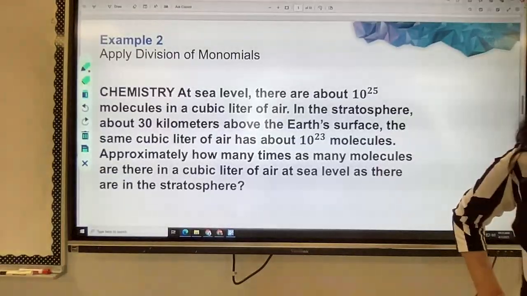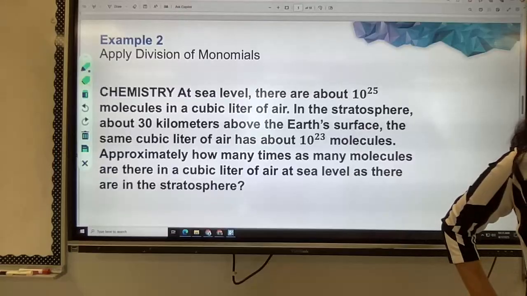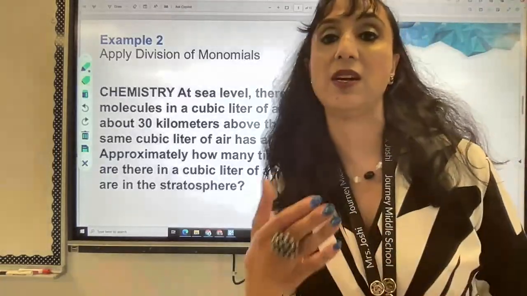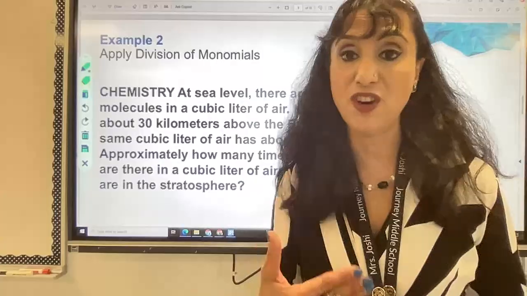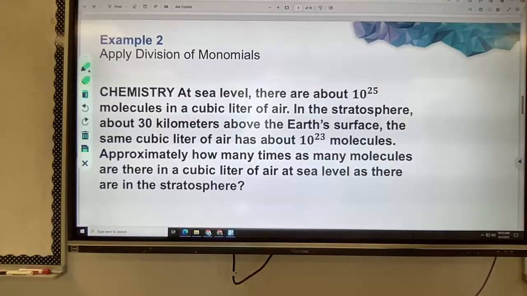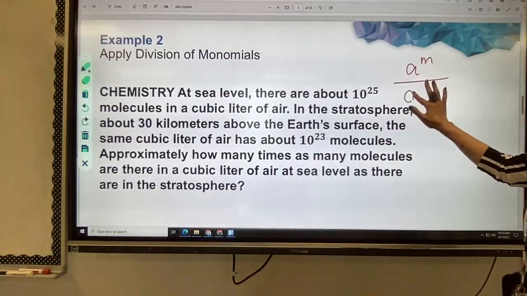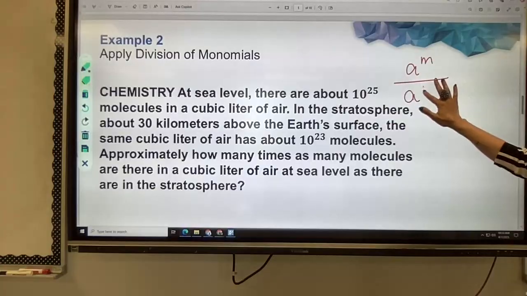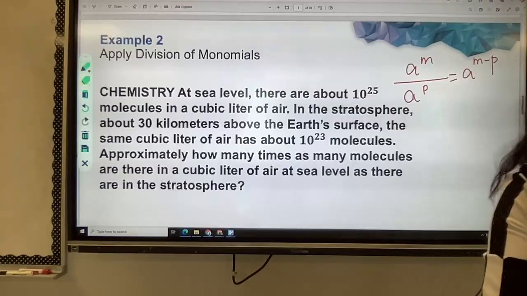Now, please remember when it says how many times, basically what does that mean? When it's saying how many times greater, how many times larger, how many times, it's not multiplication, it is the inverse, which is division. Okay, so we are basically again using our quotient of powers property. Our A to the power of M over A to the power of N, we are subtracting these exponents, right?